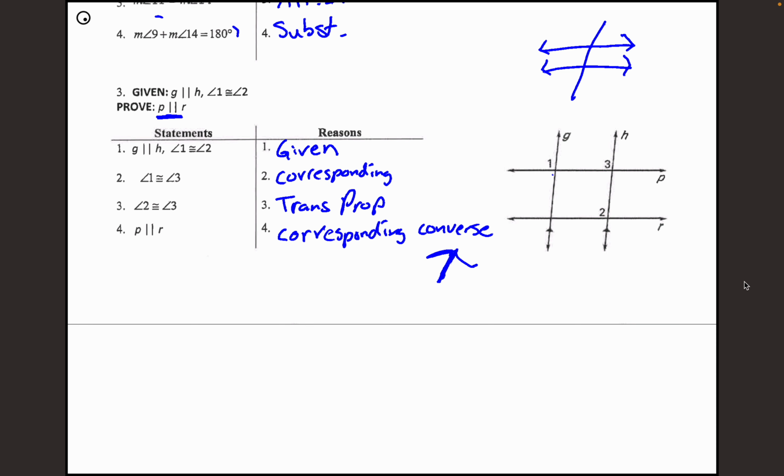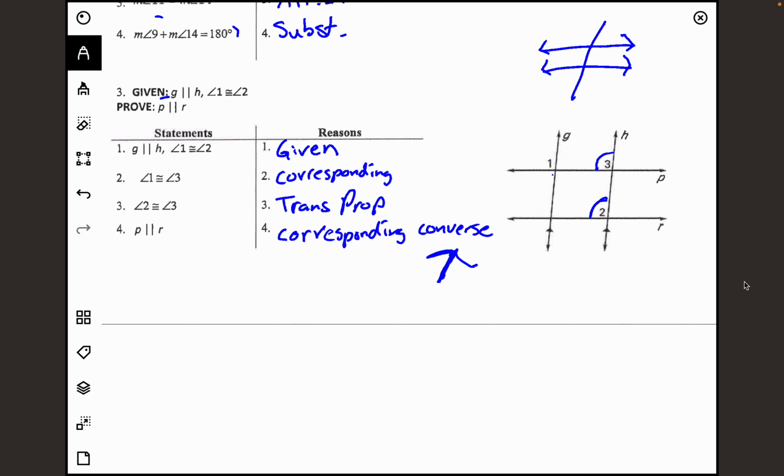That's what we're doing in these proofs. Instead of knowing that it's parallel, whenever we prove that two lines are parallel, you have to use converse. And it's corresponding converse because we know that 2 and 3 are congruent now, so we can say they're corresponding angles now. Makes a little sense, hopefully.